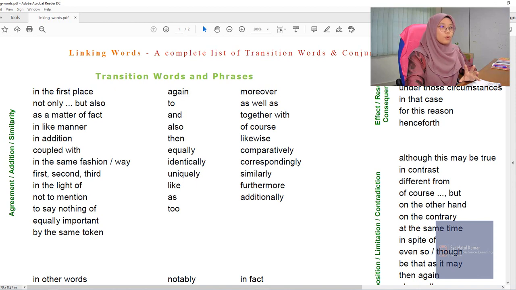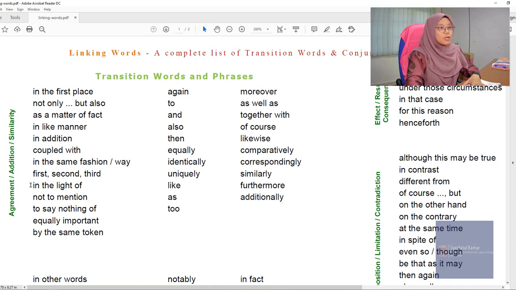The first type is when you're talking about agreement, addition, or similarity. If you want to talk about agreement, addition, similarity, not only in writing and reading, but also in your speaking, during your speaking test, you can use these linking words. There are a lot of phrases here, so you can choose any or memorize a few phrases and then use them in your own reading, writing, and any way that you communicate.